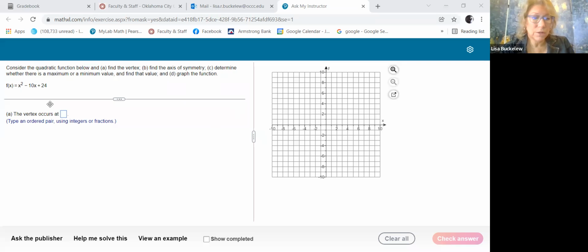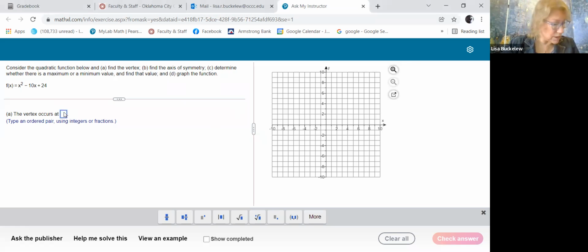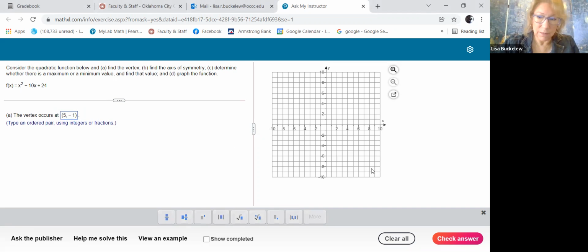Okay, so we're to the third. Let me go ahead. I guess I have to type all this in. So the vertex was, what was it? (5, -1), right? So I'll type this in there. 5, -1. Get rid of that field.